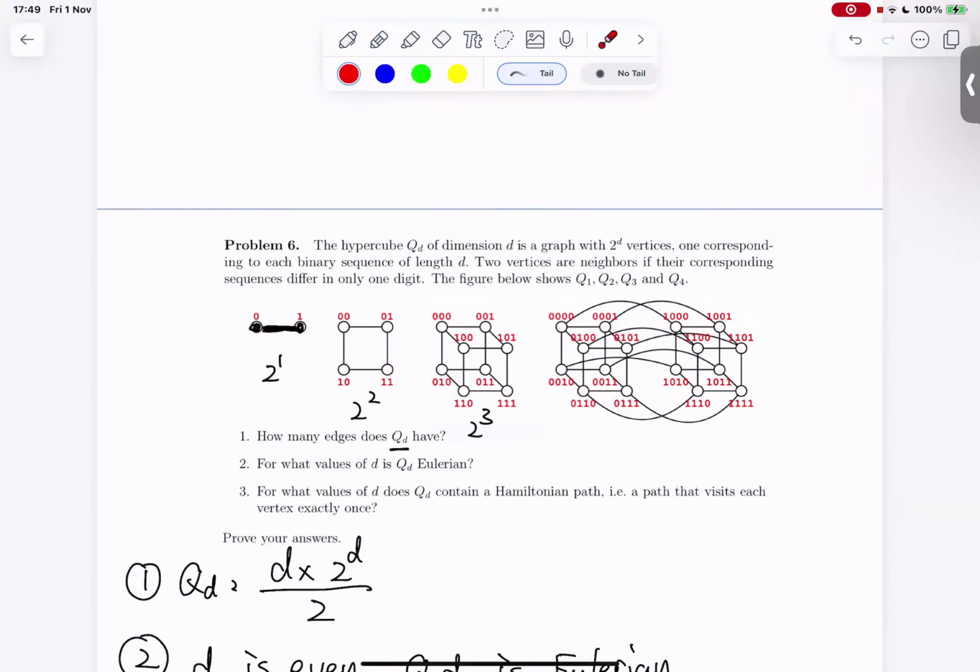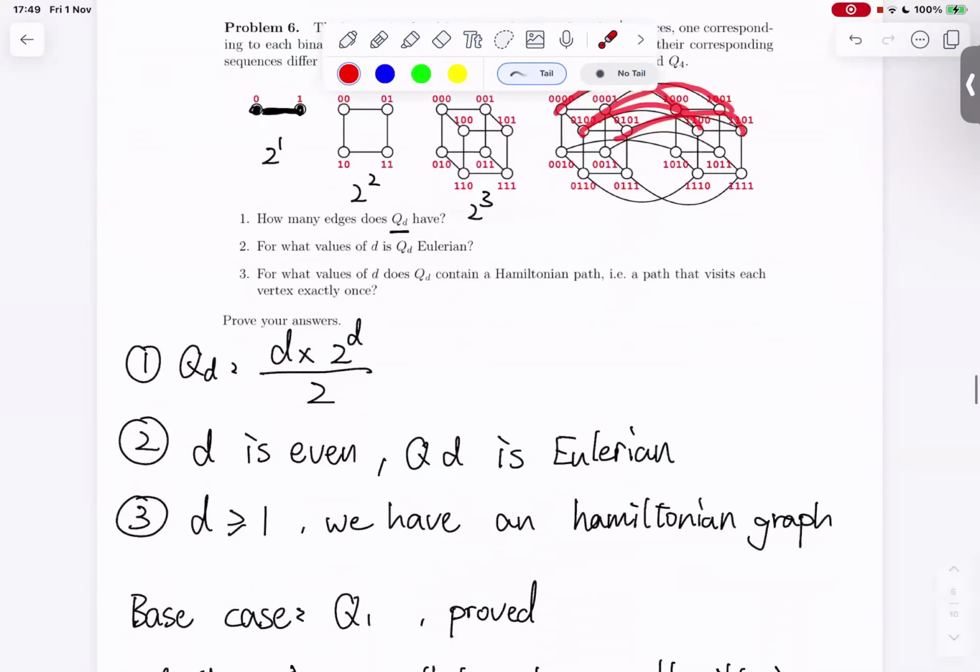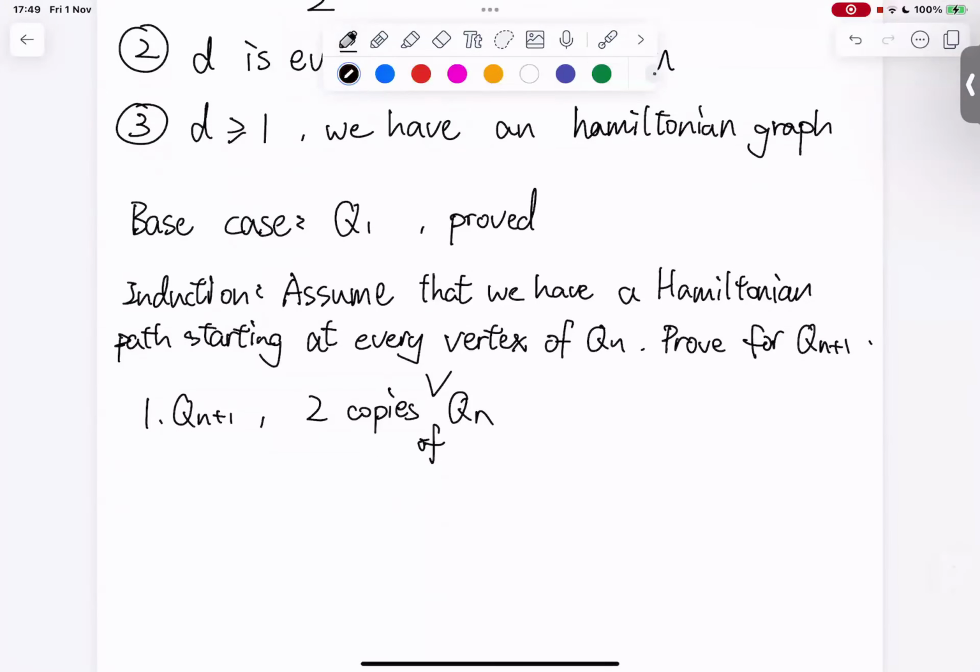And then we go from here to here. We also have 2 copies: the first copy is this, and the second copy is this. Then we connect the corresponding vertices with an edge, and go on to this part. So we have 2 copies, and every vertex is connected to its corresponding vertex. So in Qn plus 1, we have 2 copies of Qn.